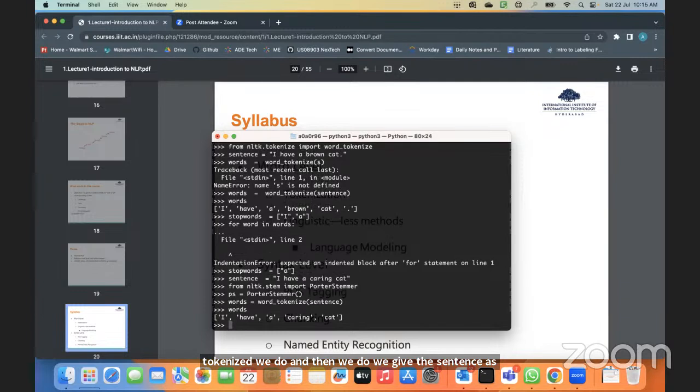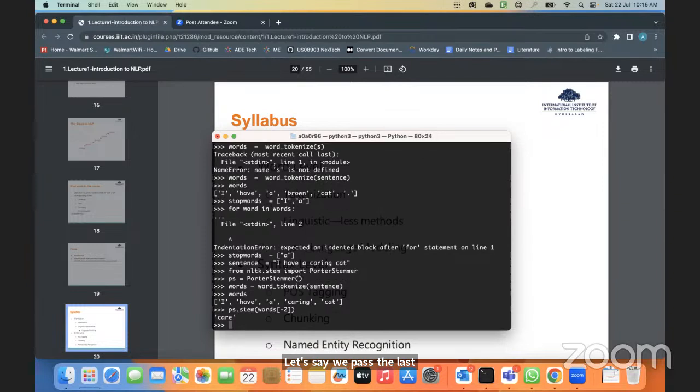I have a caring cat. And what do we do? We pass each of the words into the stemmer. So let's say we pass the second-to-last word, which is caring. So this would give care as the output, right? So ing is not required.